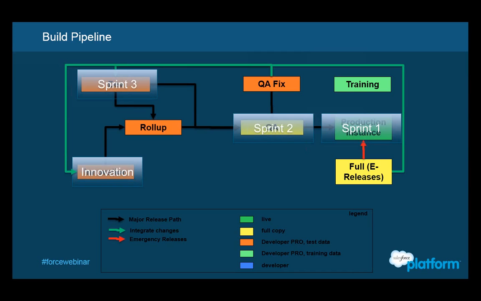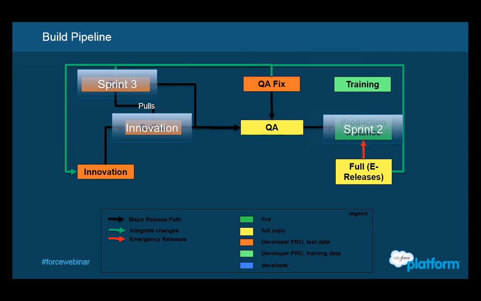And then after 4 weeks, the innovation team is ready for their stuff to go into production or the next stage. So innovation goes into this roll-up sandbox because they've been away for 4 weeks. A lot of changes have happened. So in this roll-up sandbox, they pull the latest from sprint 3, make sure everything runs okay. We run all our tests again using automation, using force.com migration tool and Jenkins.